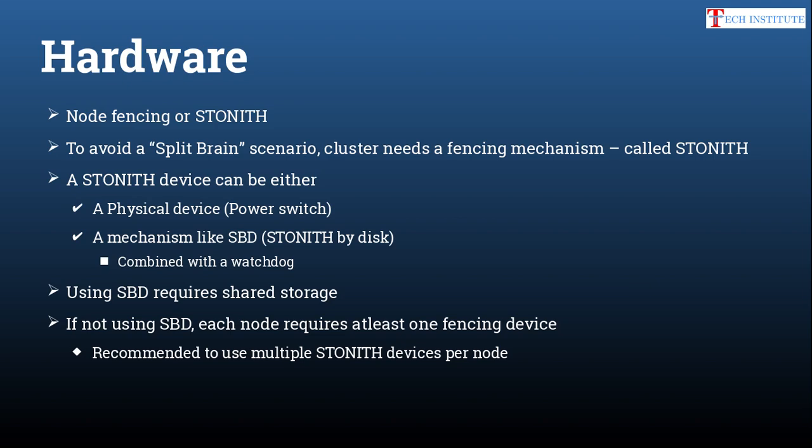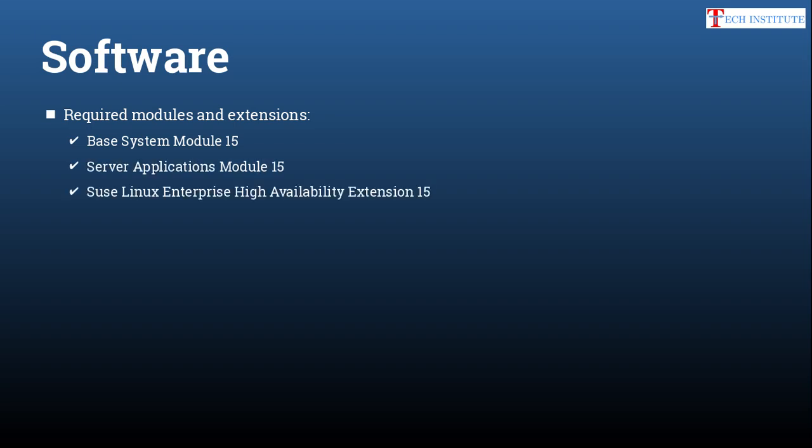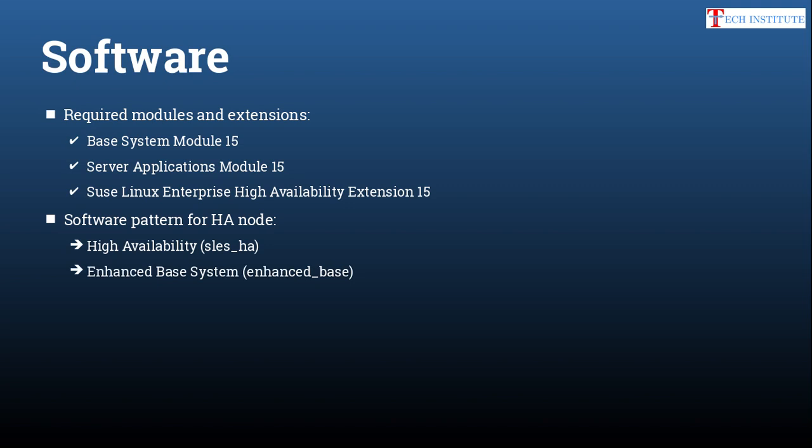Once we are done with the hardware requirements, let's move on to software requirements. In software there are a few requirements, like required modules and extensions: your Base System module, the Server Applications module, and the High Availability Extension. You also need to install a few patterns, like the High Availability pattern, that is SLES HA, and the Enhanced Base System pattern. So these two you need to install when you are configuring HA.